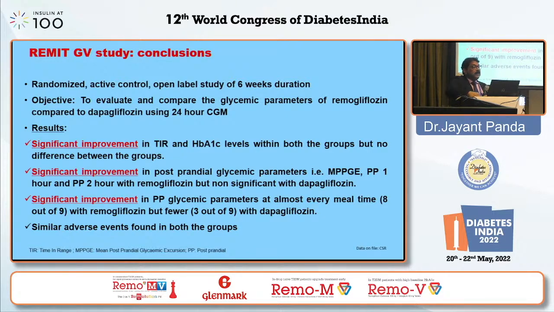The second most important thing is the significant improvement in postprandial glycemic parameters, where mean postprandial glycemic excursion and postprandial 1 hour and 2 hour values improved with remogliflozin, but non-significantly with dapagliflozin. Specifically, the postprandial excursion is not controlled with dapagliflozin. And third, there is significant improvement in postprandial glycemic parameters at almost every meal, that is breakfast, lunch, and dinner. 8 out of 9 are very well regulated in the Remo group, whereas only 3 out of 9 are controlled with the DAPA group. And similar adverse events are found in both the groups.